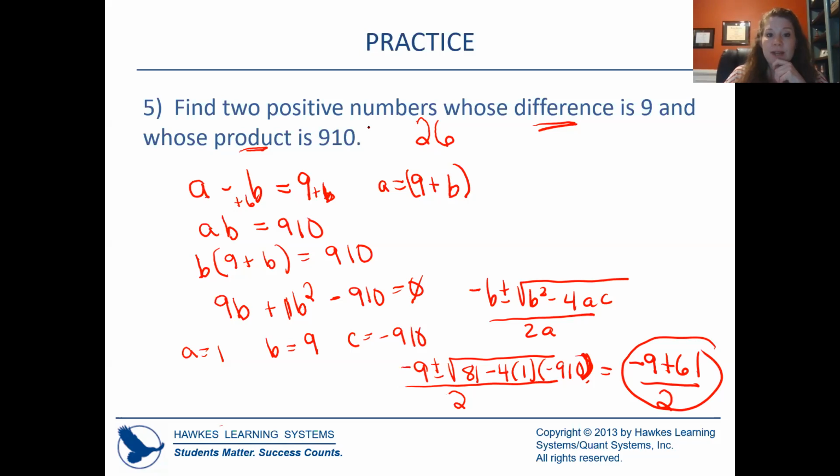So these two numbers have to have a difference of 9, and they do. And when I multiply 35 and 26, I have to make sure I get 910, because that's what this says. And we know it does. And so those are our two numbers, 35 and 26.